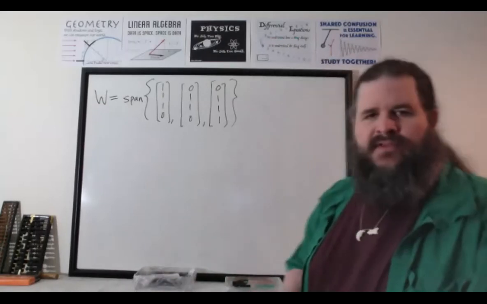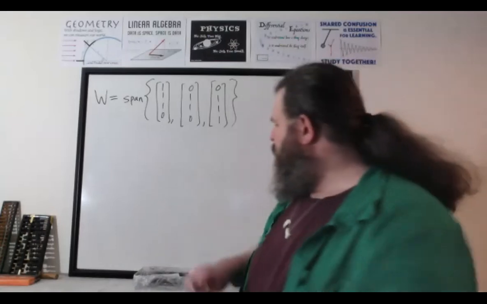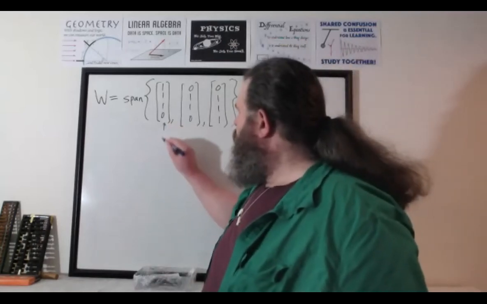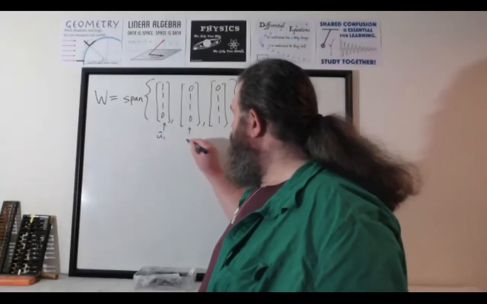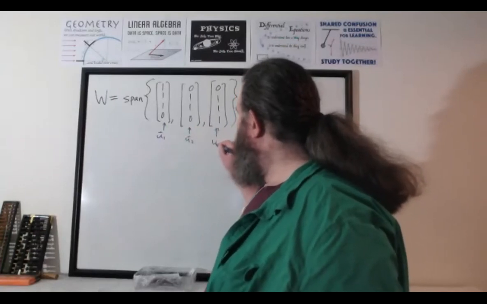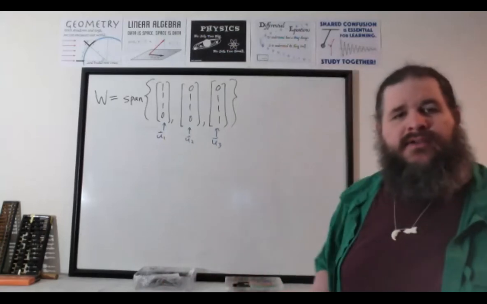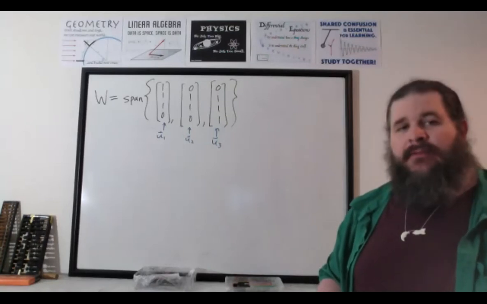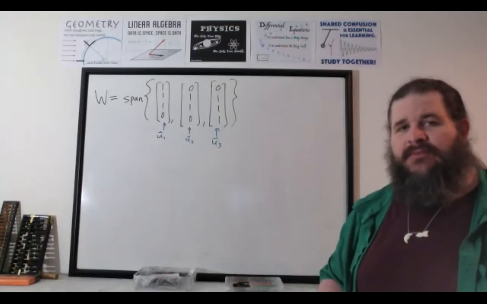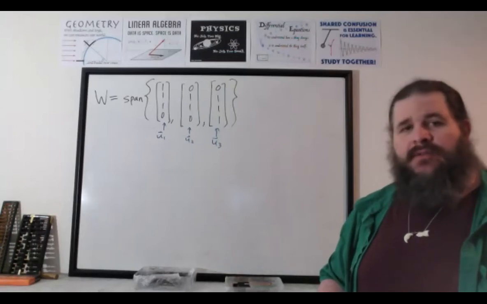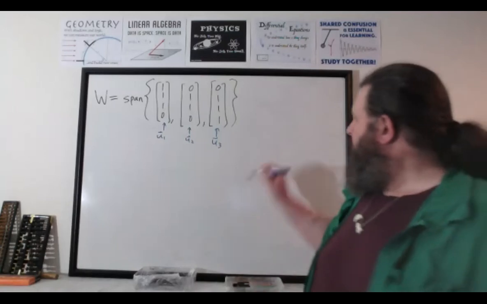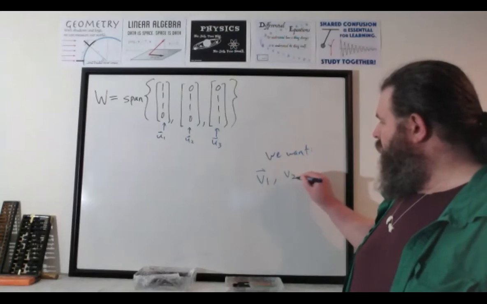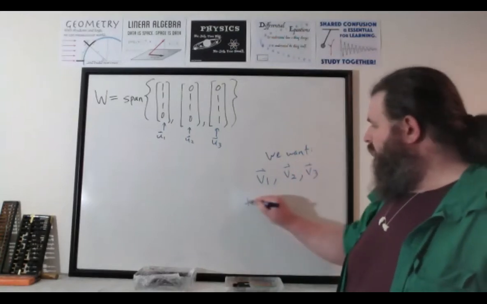So for the Gram-Schmidt process, let me label these. Let's call these U1, U2, and U3. And our goal here is to create 3 new vectors. Let's call them V1, V2, and V3 that still have the same information. They're still enough to span the same subspace W. But we want the new vectors to be guaranteed to be orthogonal to each other. We want a set of new vectors V1, V2, and V3 that still span space W.